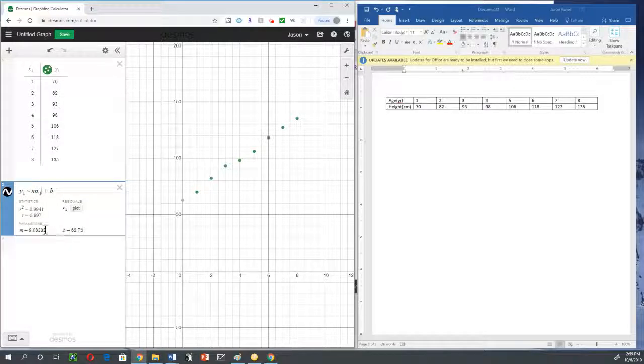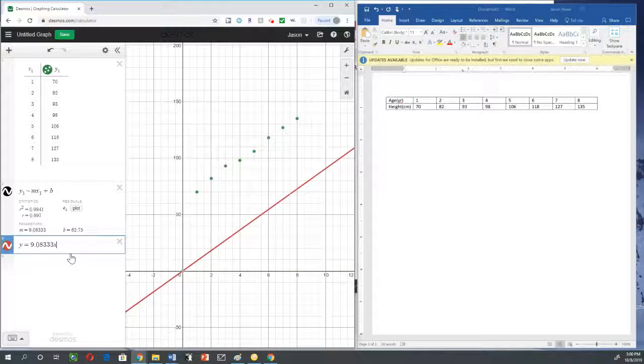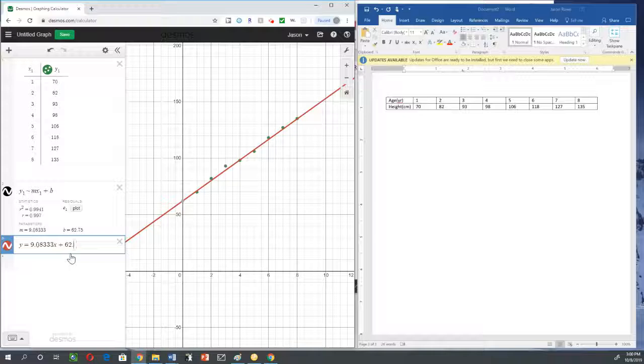And see, look, it comes up with a bunch of new stuff that we can use right here. And then guess what? I'm just going to type in my equation. Y equals, well, here's the M right here, so that's 9.08. And it looks like 3 repeating, so I'm just going to put a few 3s. X plus 62.75. And look, it goes right through those points. So there is your regression equation.